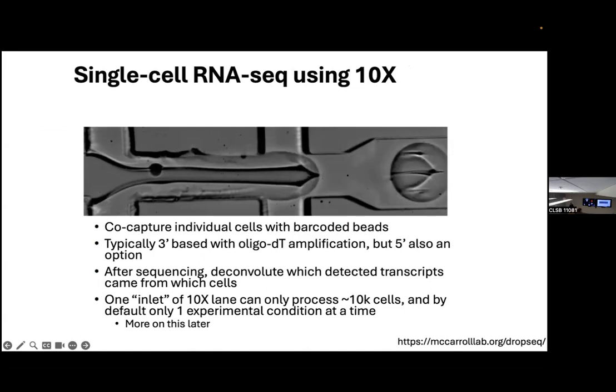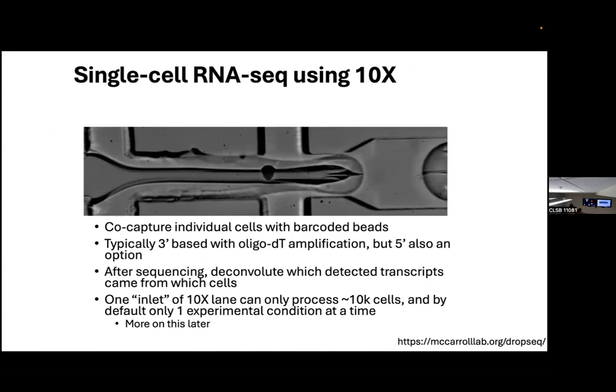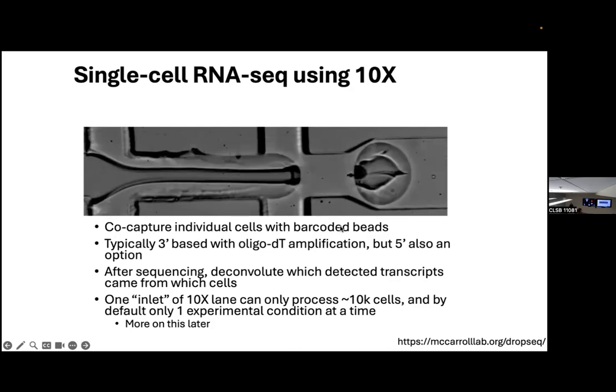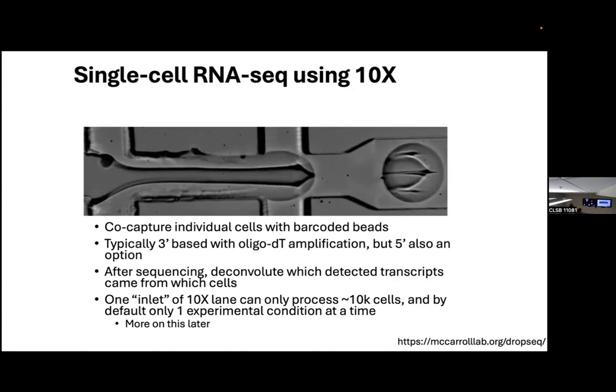So this initially came out as a method that was called DropSeq from the McCarroll lab. And this little animation is from their lab website on this. What is inside the 10x Genomics box is more or less this exact technology. So in effect, we co-capture cells with barcoded beads. The beads typically have an oligo dT so that there's going to be some kind of poly-A-based selection. After sequencing, we basically are labeling all of the transcripts, and we can tell which transcripts came from which cells.